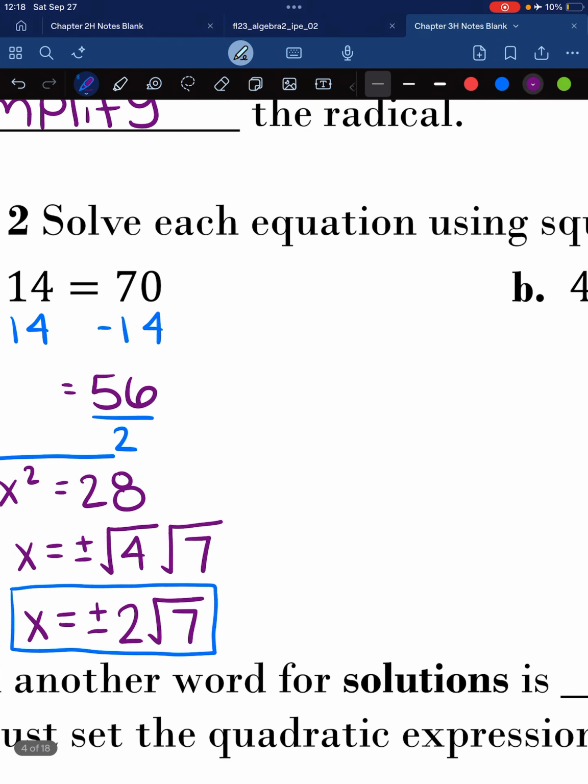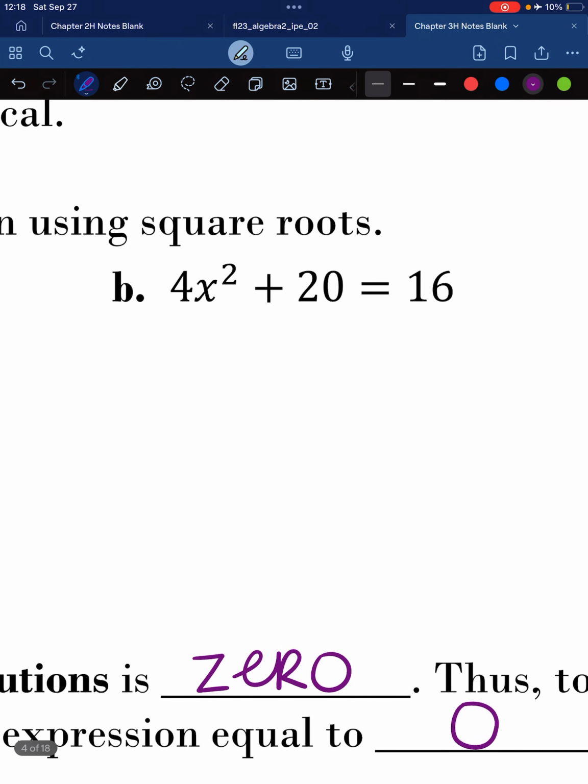Alrighty. Let's do another one. Maybe try pausing, see if you get the same answer by yourself. Save you some time, and maybe you don't have to listen to me the whole time. What a delight.